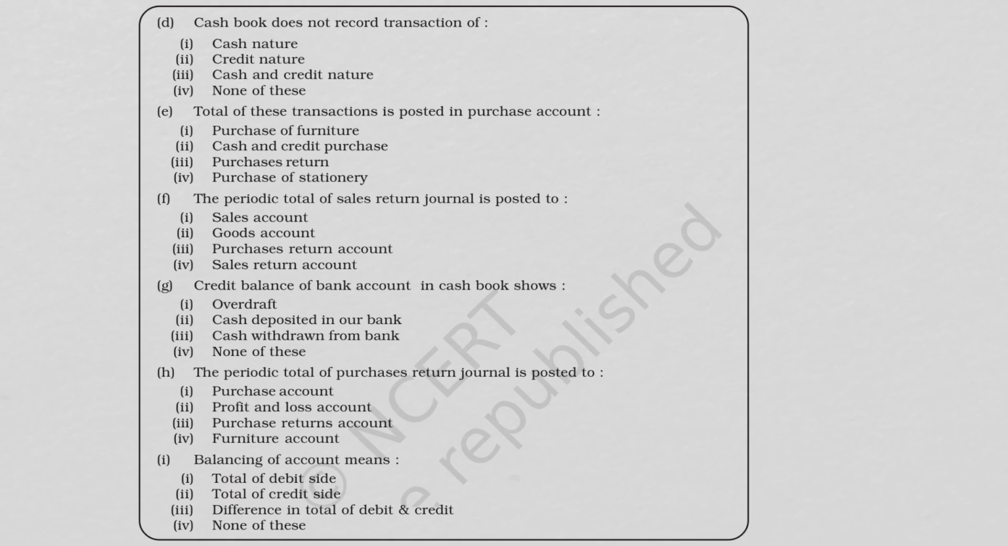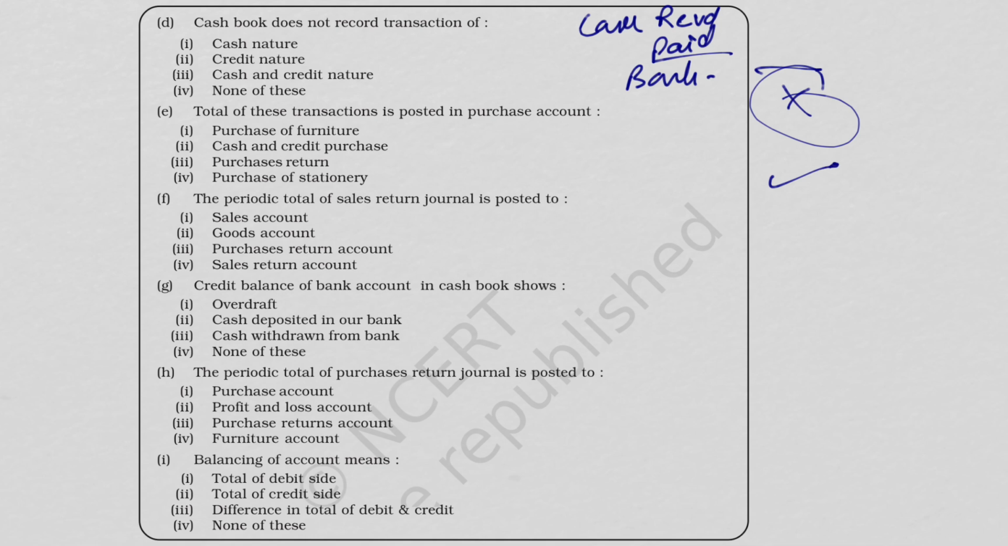Next question we have cash book does not record transaction of cash nature, credit nature, cash and credit nature, or none of these. The answer would be credit nature. So we know that cash book only records cash received, cash paid, and bank transactions if it is double column. It does not record any credit transactions. Example, if goods are sold on credit, then it is recorded in sales book, and if the goods are purchased on credit, it will be recorded in purchase book. So since no cash is involved, such transactions are not entered in cash book.